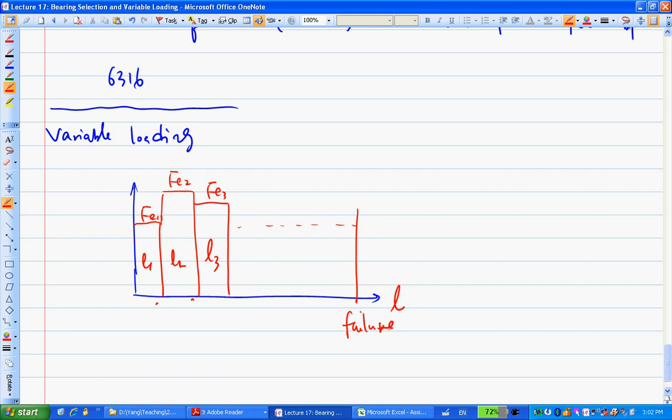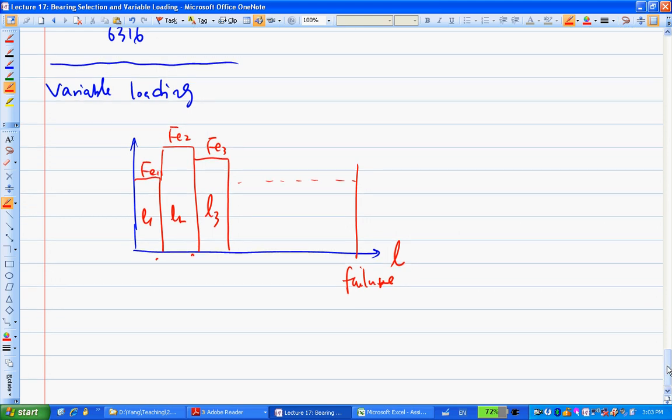So the kind of question I would ask is, how many repeats of this pattern until the bearing fails? That is a logistic question. But in the previous question, we subject the bearing to one loading and look at how many cycles until it fails. That's basically what the formula deals with. So let's take a look at this situation. How do we deal with this?